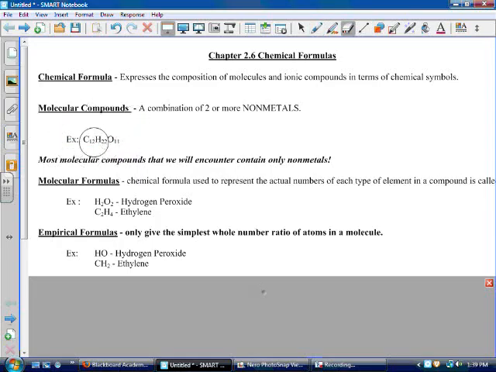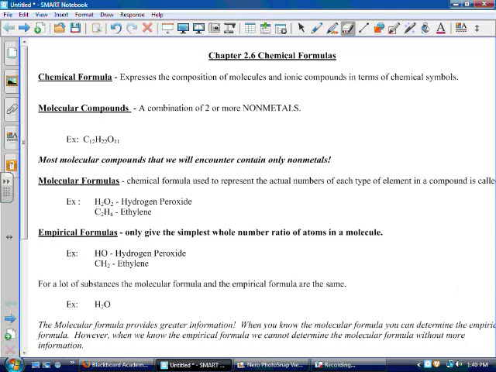So molecular formulas and empirical formulas are the first two. Again, if you're thinking of good, better, best, an empirical formula is good because it gives us a ratio and it's easy to determine experimentally. Molecular formula is a little bit better. It tells us additional information. It tells us exactly how much is in one molecule.